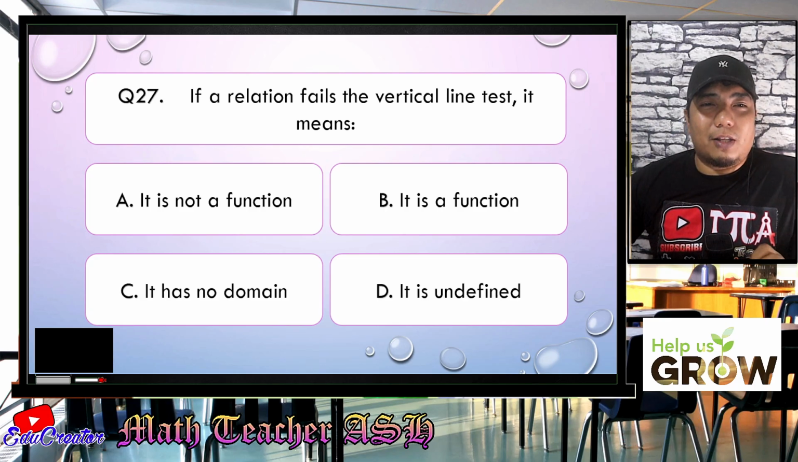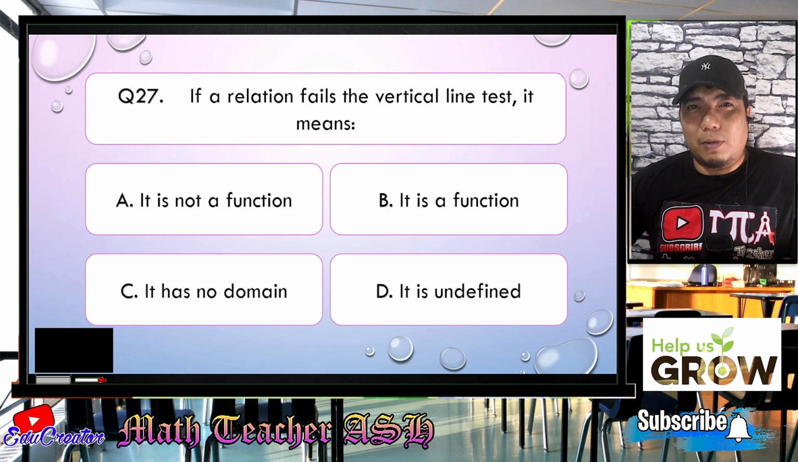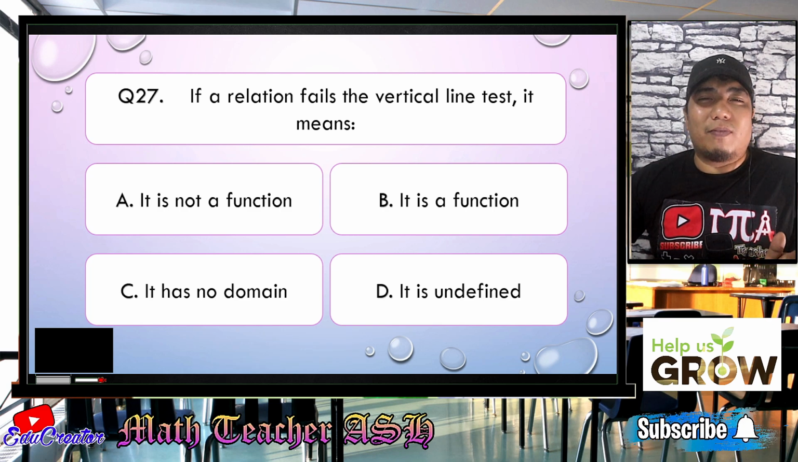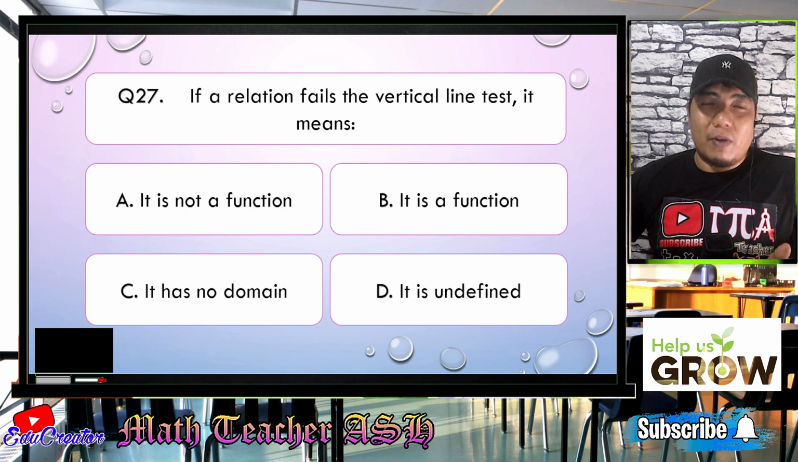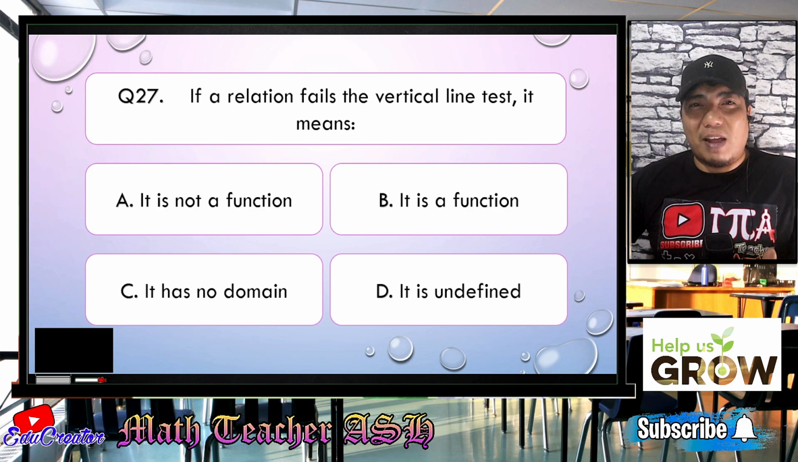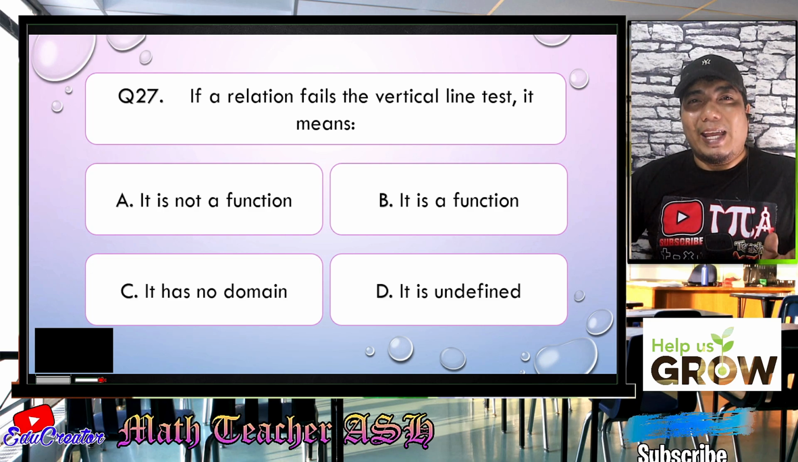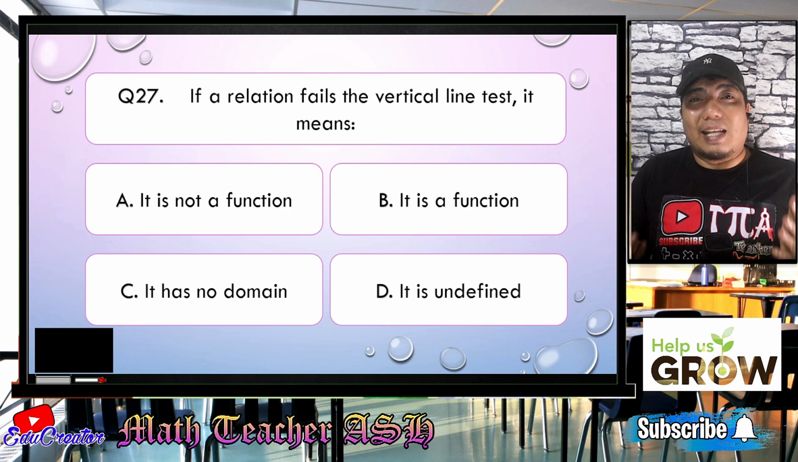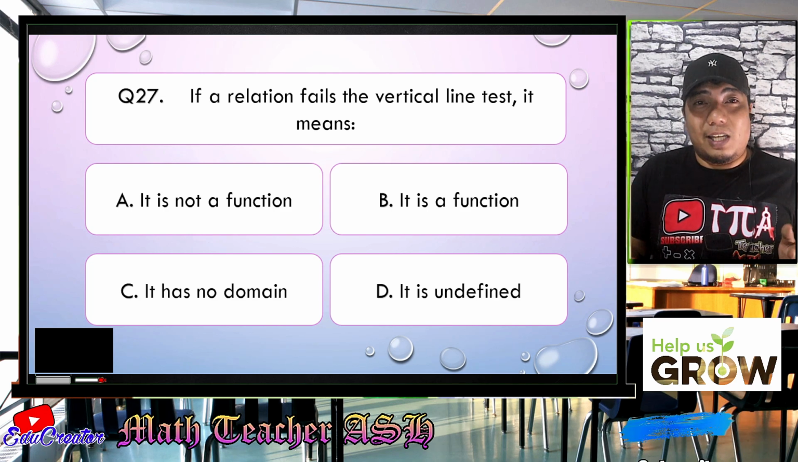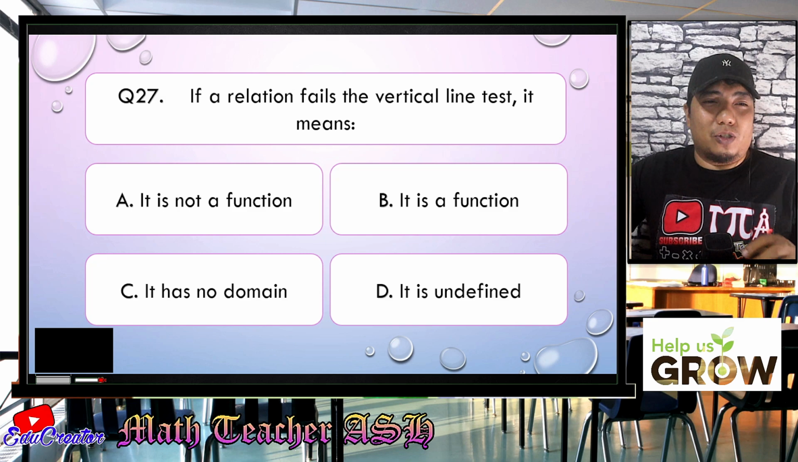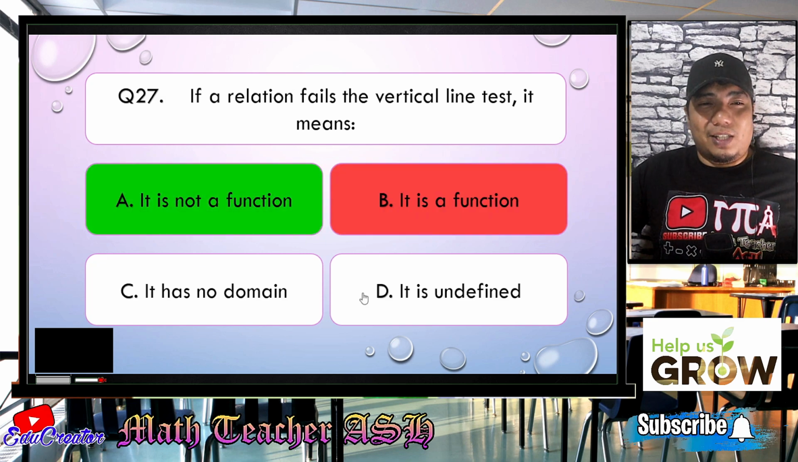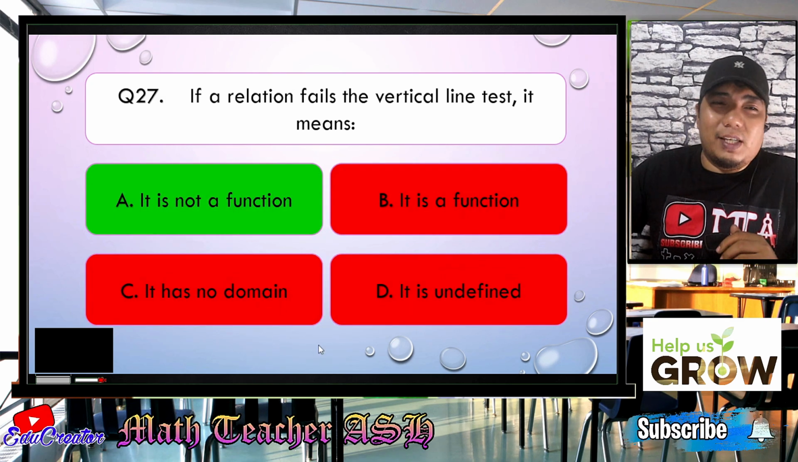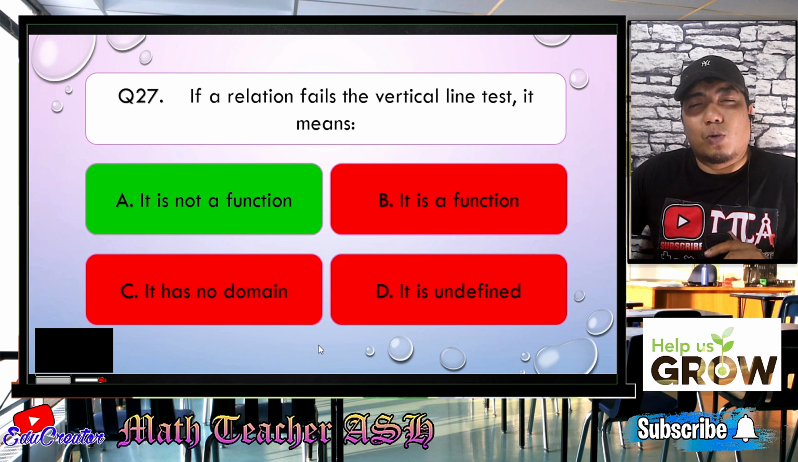Alright, my dear math learners, this question is very, very easy because it is just the opposite of what we have talked about earlier about the graph passing the vertical line test. If the graph passes the vertical line test, it is considered a function. Of course, when it fails the vertical line test, then it is considered not a function. So the correct answer is letter A. Easy, right? Very easy, my dear math learners. So now let us go to question number 28.